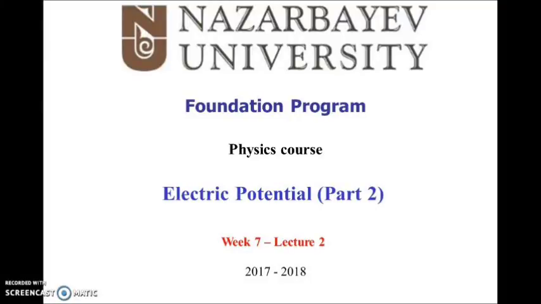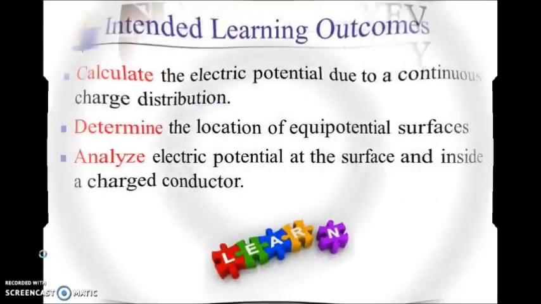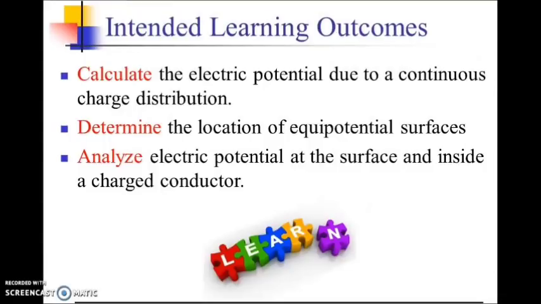Welcome to the lecture on electric potential part 2. In this lecture, the intended learning outcomes are to calculate the electric potential due to a continuous charge distribution, determine the location of equipotential surfaces, and analyze electric potential at the surfaces and inside a charged conductor.